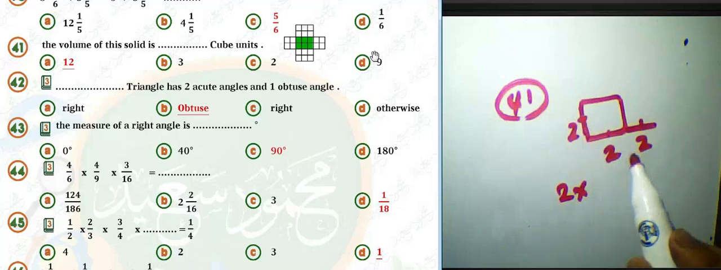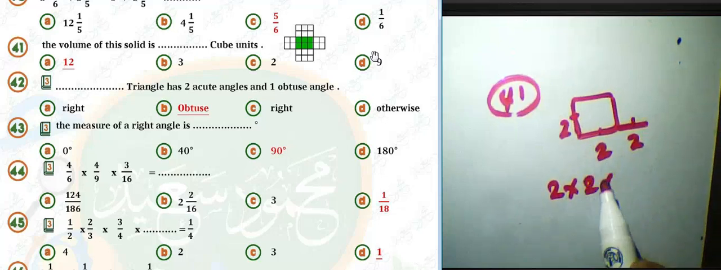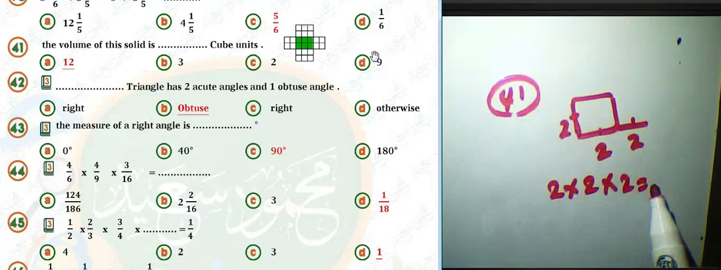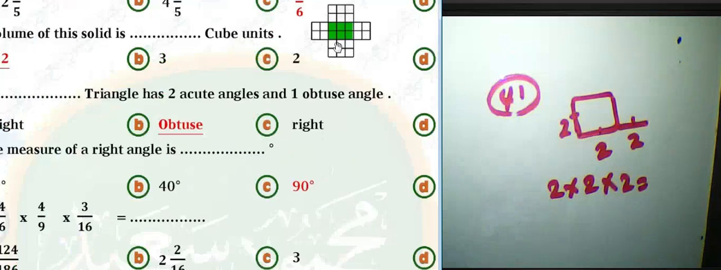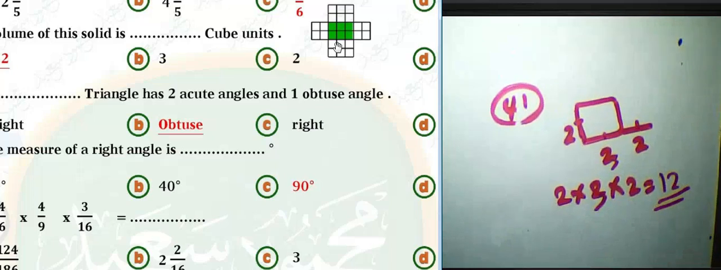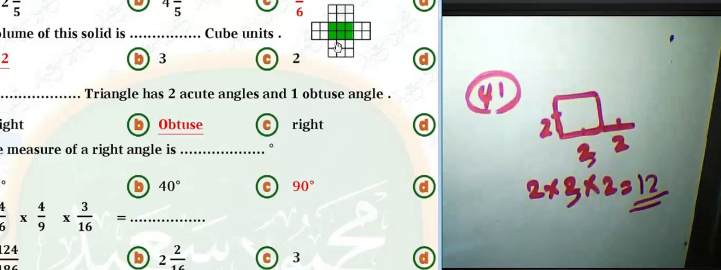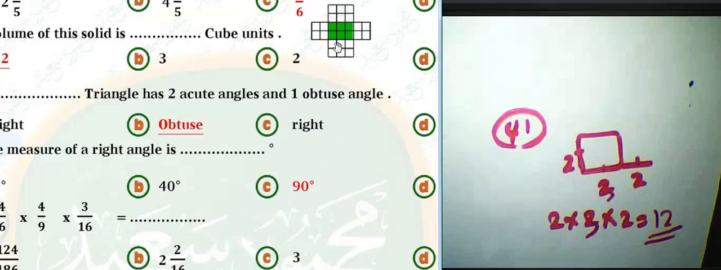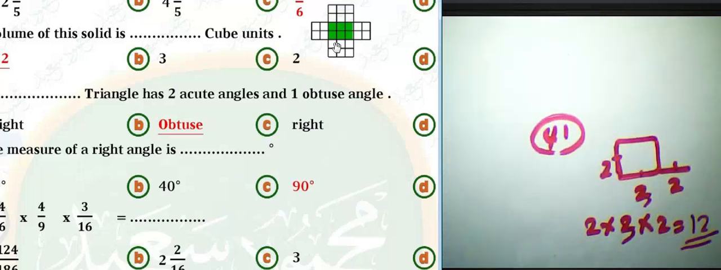It will be 2 units and 2 units and 2 units, 2 times 2 times 2. Okay, he asked the volume about this example. It was 3. Look again, it was 3. Okay, 3 part here. 2 times 3 equals 6. 6 times 2 equals 12. The result will be 12. Okay, the result here will be what? Will be 12. Understood? Okay.